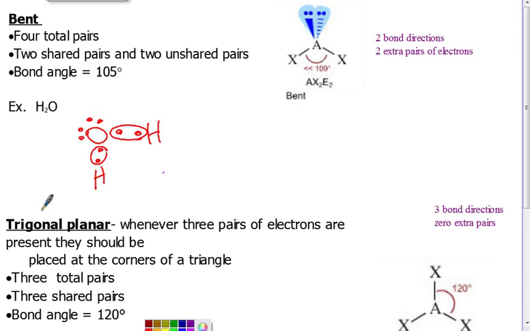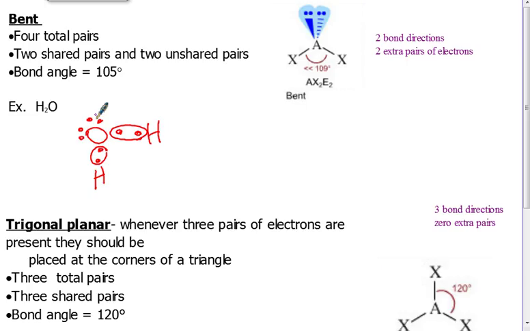Meaning, some of the electrons are in a bond, and some are not in a bond. These are not in the bond. So there's 2 that are in bonds and 2 that are not in bonds. There's extra pairs of electrons. Those extra pairs are going to bend the bonds.